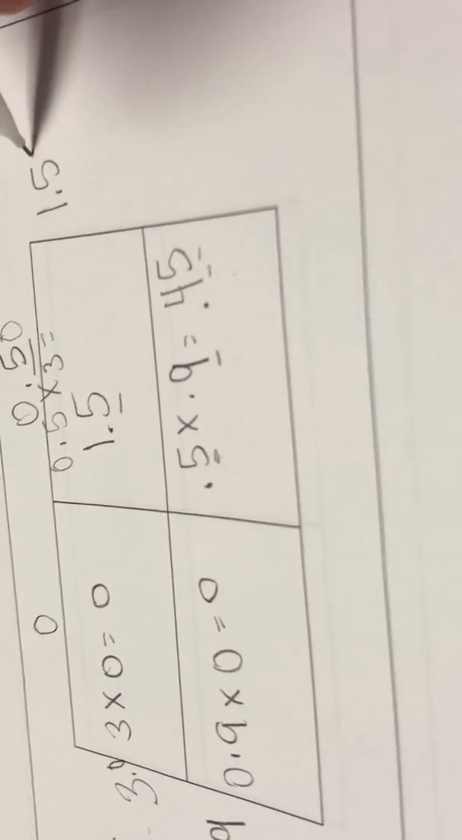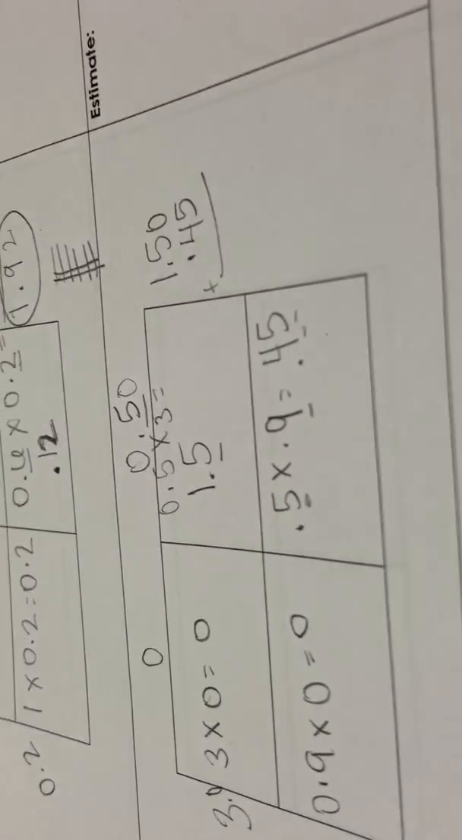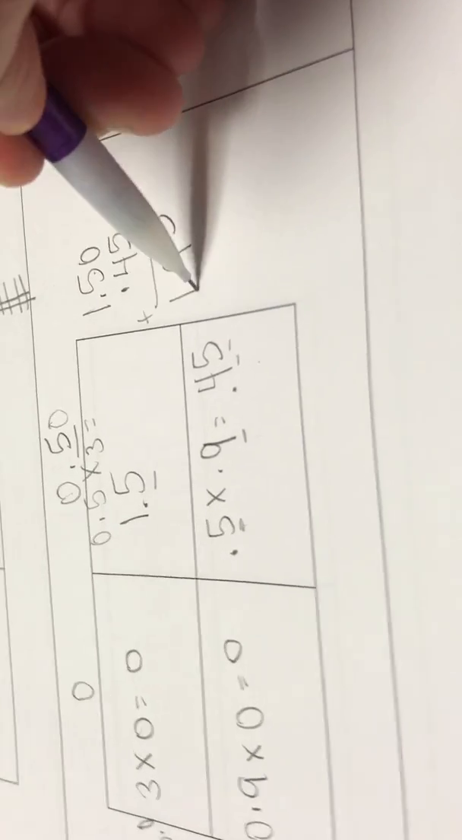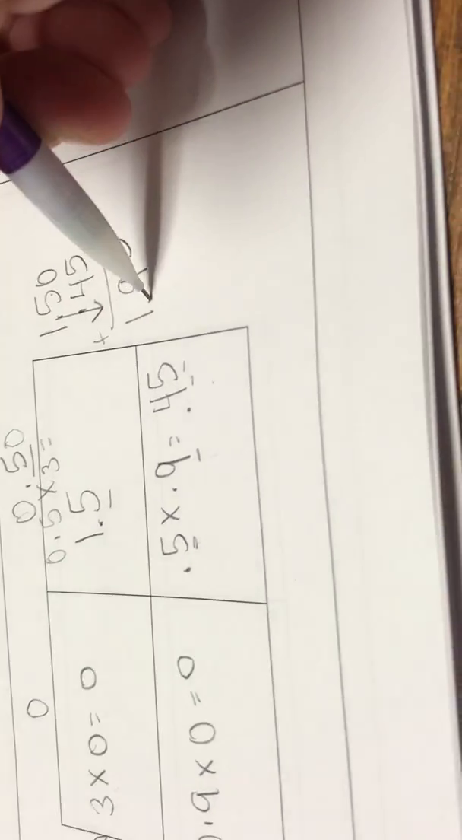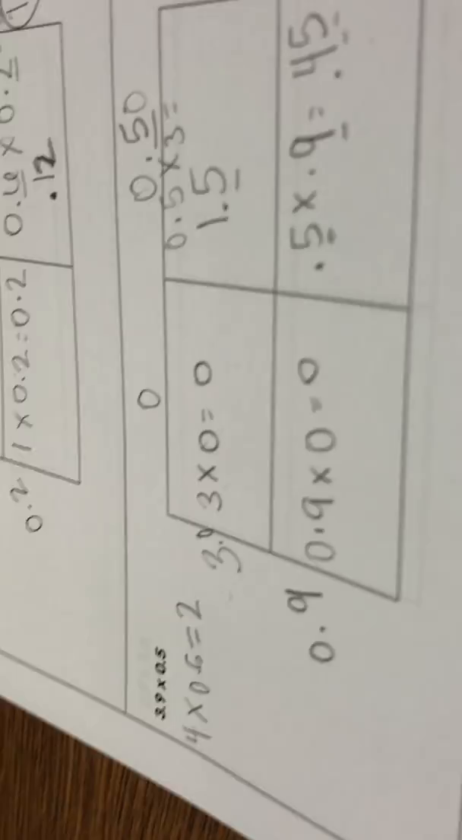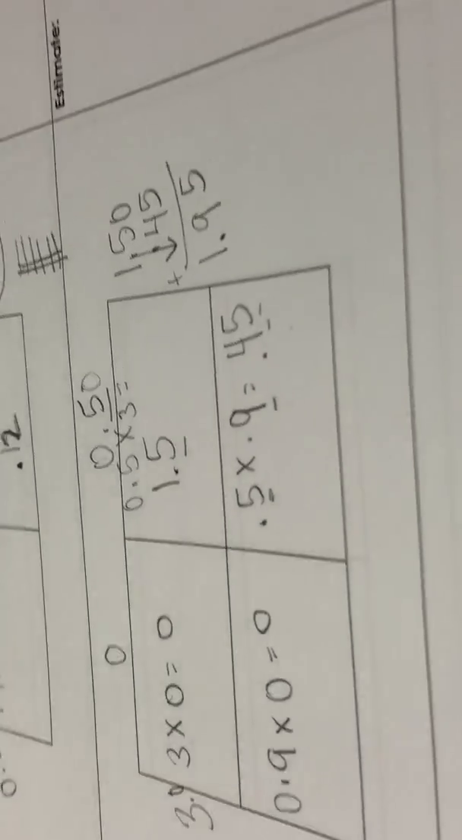I'm only going to add 2 numbers together because 0 plus 0 is still 0. Okay? 0 plus 5 is 5. 5 plus 4 is 9. 1 plus 0 is 1. Bring the decimal straight down. My answer is 1 and 95/100. Is that around 2? I would say yes, for sure.